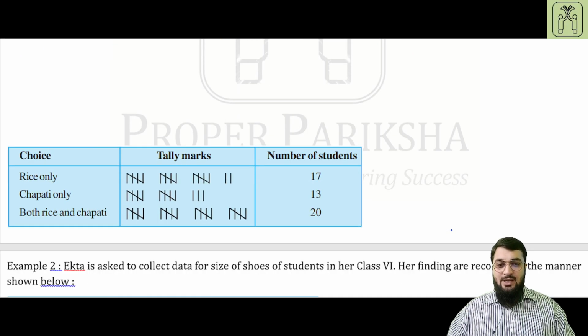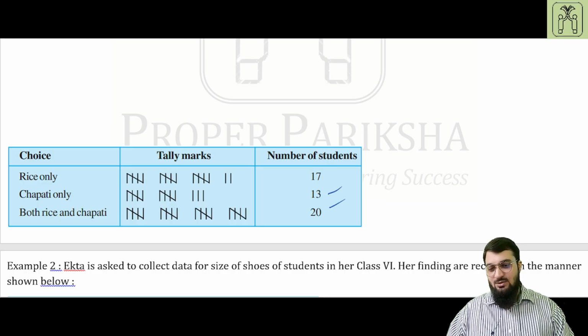Coming to the next, so this is 17, 13, 20. The answer has been mentioned, and you can see that none of them are same, and the least is this, maximum is this, and so on.